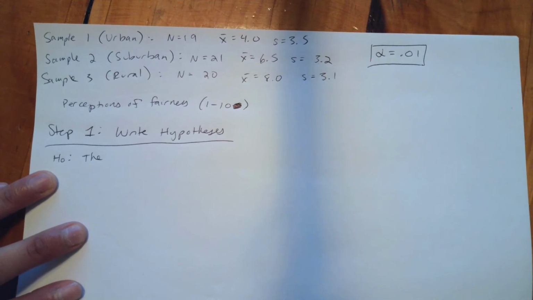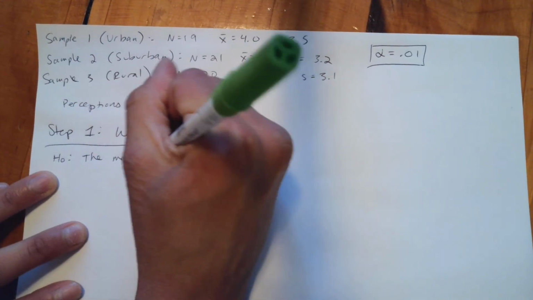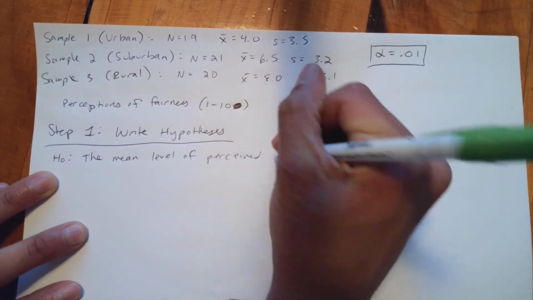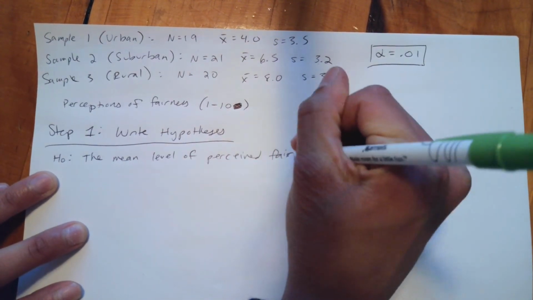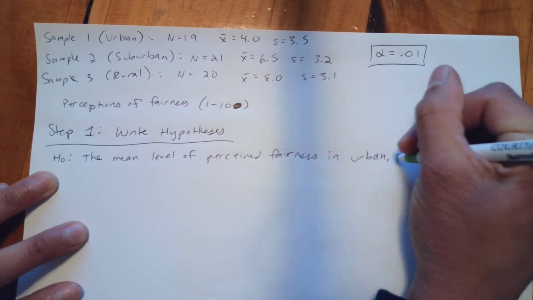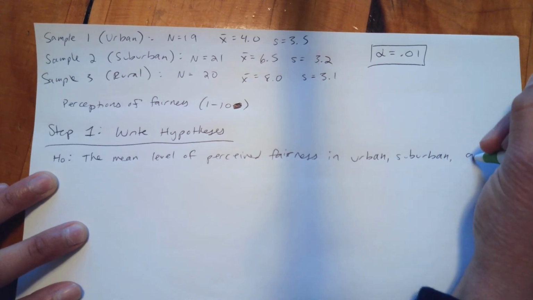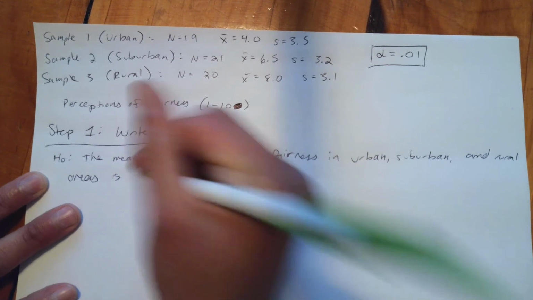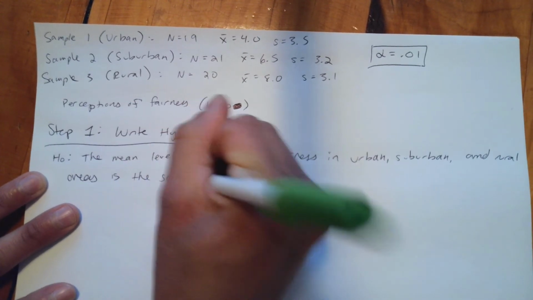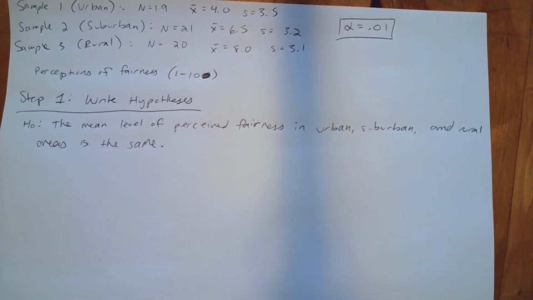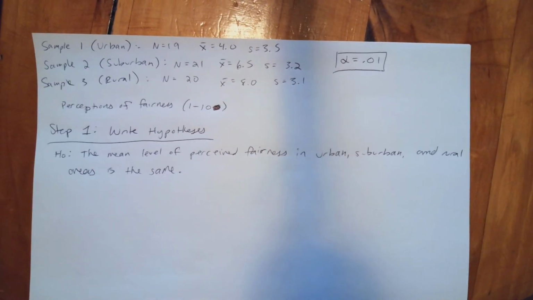So our null hypothesis would be that the mean level of perceived fairness in urban, suburban, and rural areas is the same. So in other words, all of the population means are the same. So the extent to which people perceive the police as fair is the same in these 3 different types of places that people can live.